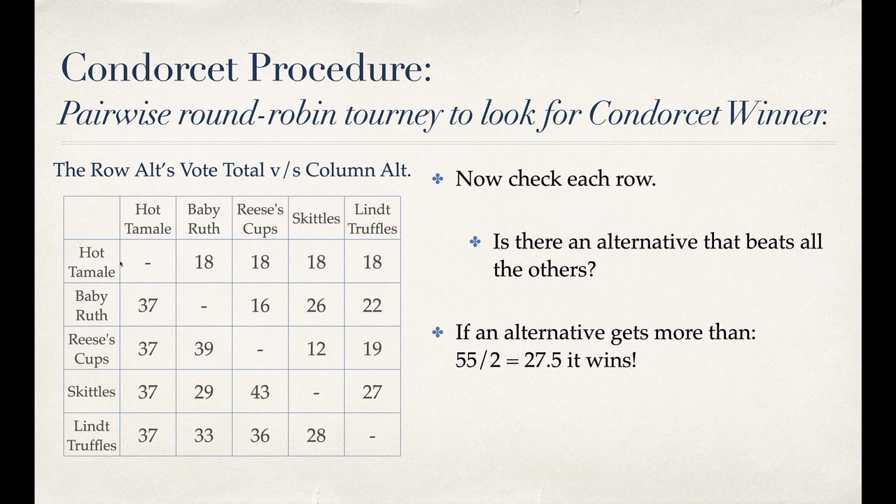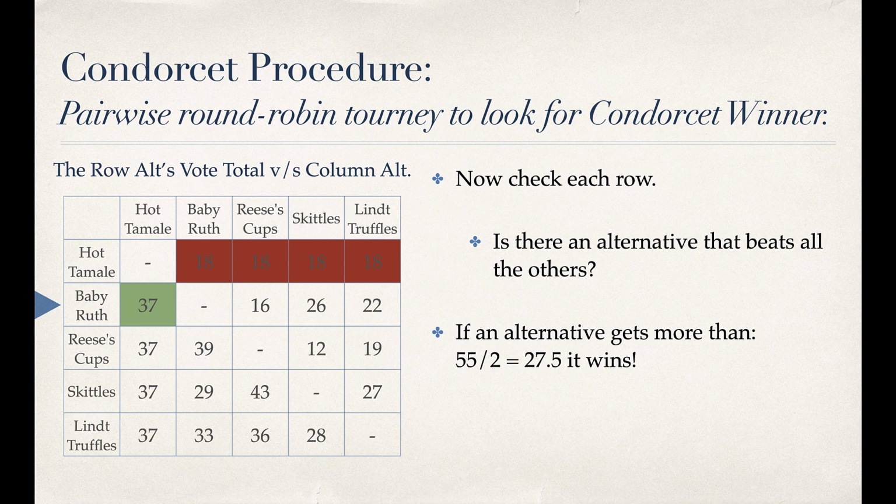All right. So looking across at Hot Tamales here, it already loses. So I know it's not a Condorcet winner. None of their vote totals are greater than 27.5. What about Baby Ruth? All right, well, Baby Ruth, that one is greater than 27.5. So Baby Ruth won that pairwise comparison, but it lost all these other pairwise comparisons. So it's not a Condorcet winner.